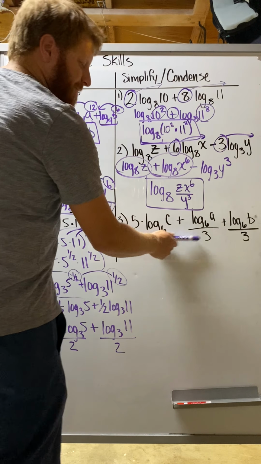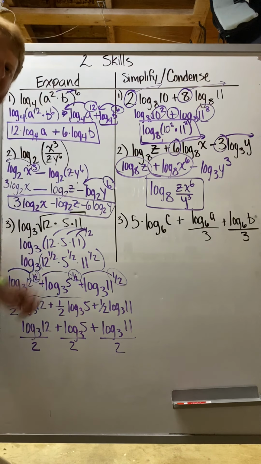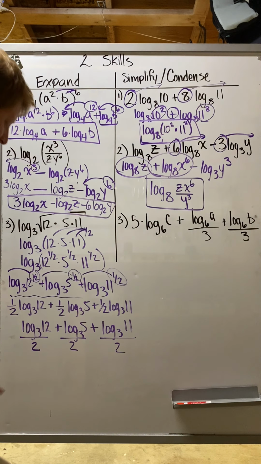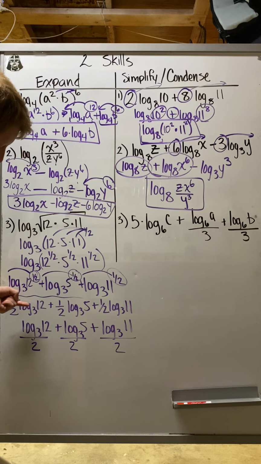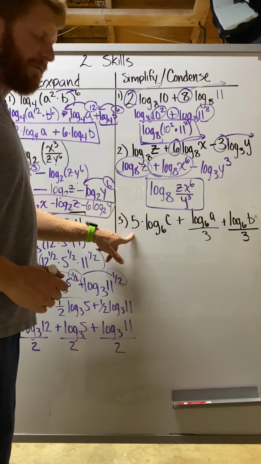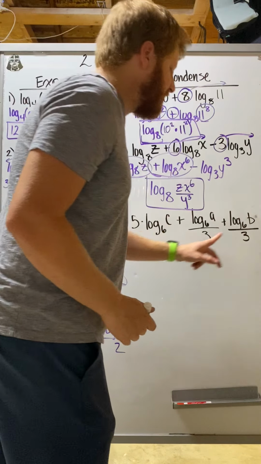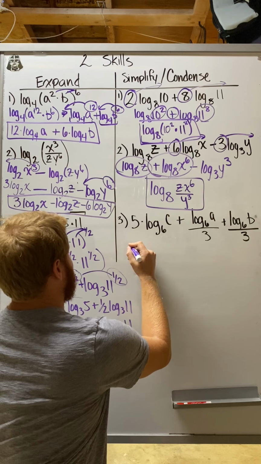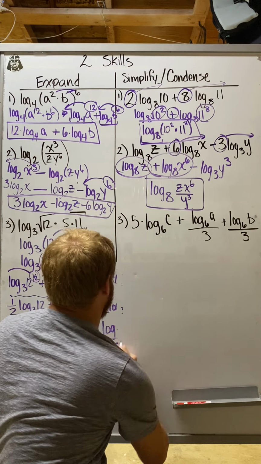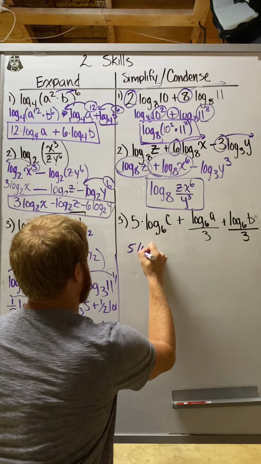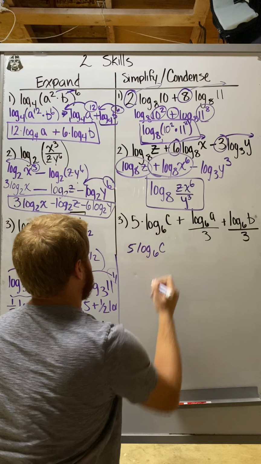Goodness gracious, Watley. Why are these fractions? Think about it, guys. Why are these fractions over 2? They're fractions over 2 because what was the number in front of all of these logs? The number was 1/2. I do have a number in front of this one, but I'm going to worry about this fraction stuff first. So check this out, okay? I'm going to keep this guy. I'm going to have to erase this. I'm going to keep this guy the same, 5 log base 6.